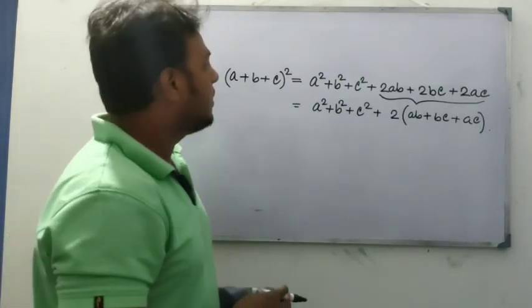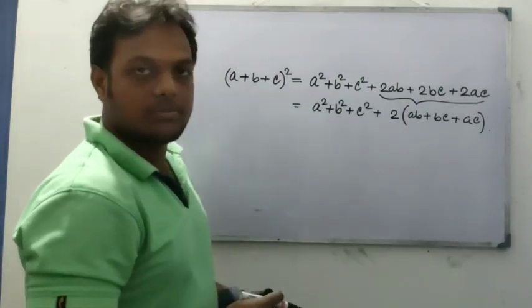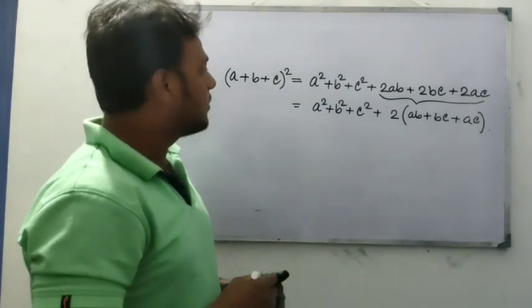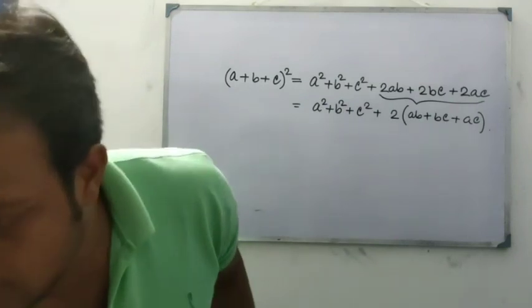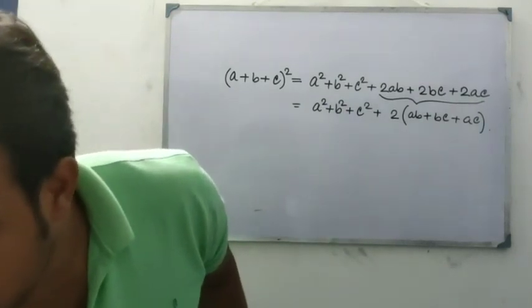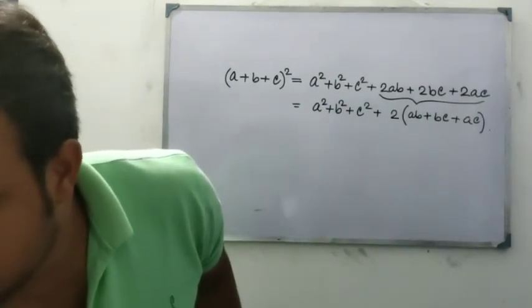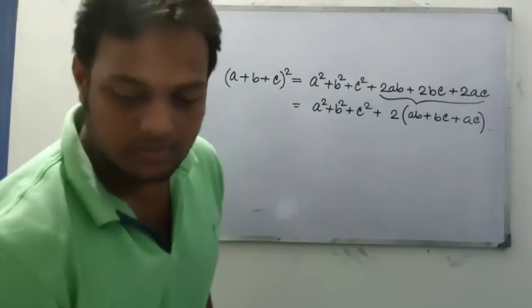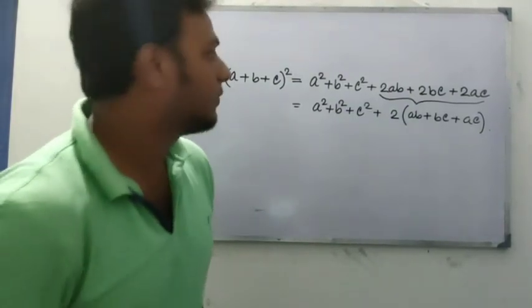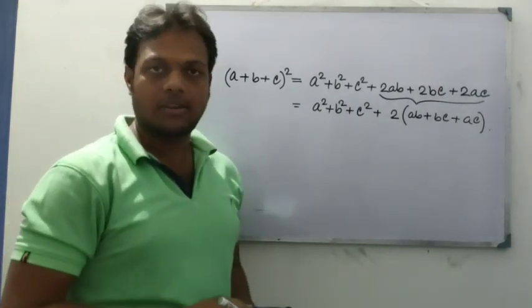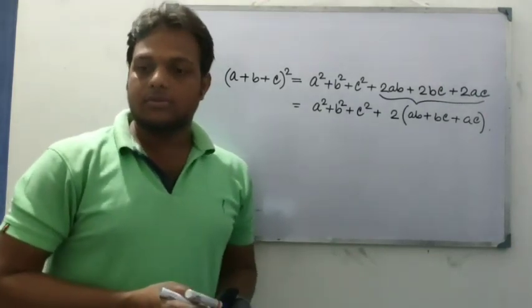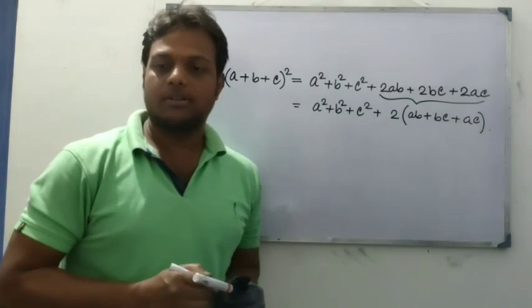Okay, so we need it to solve some problems. Next, we will solve a problem on the basis of this identity. I am writing the question. Actually, we are going to solve problem number 14. Next we will solve problem number 14 by using this identity.